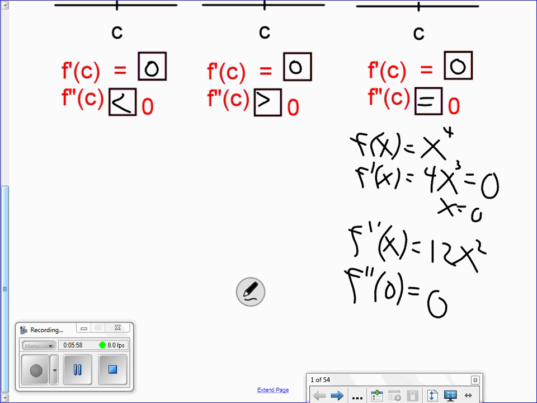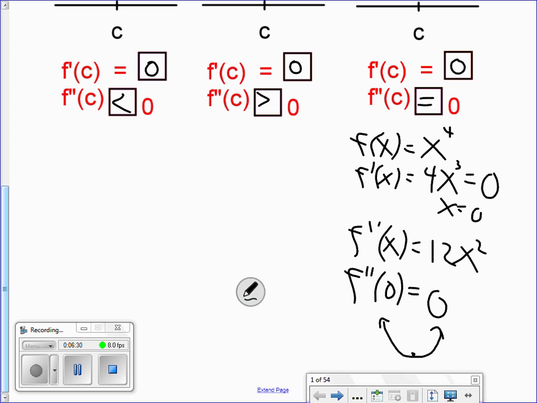It actually looks kind of like a parabola. It's not a parabola, but it's fat in the middle and just goes up like that. And at 0, there really is a min. But we wouldn't get that from the second derivative test. That's the only time this fails: when you set the derivative equal to 0, put that number into the second derivative, and get 0, then you have to do a sign chart for the first derivative.